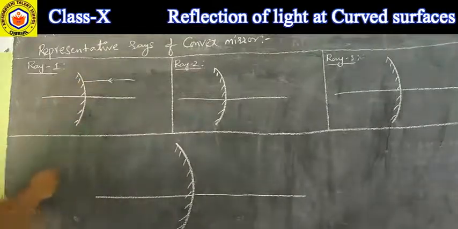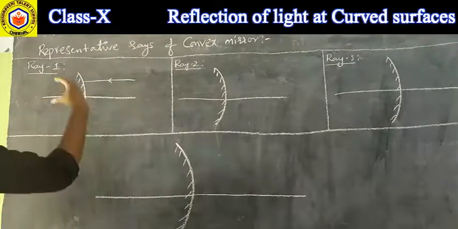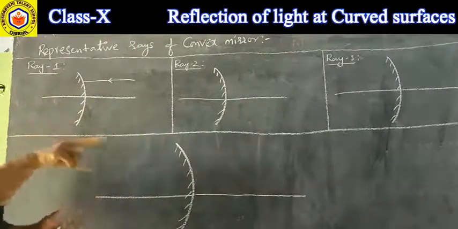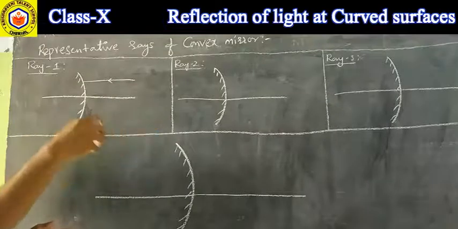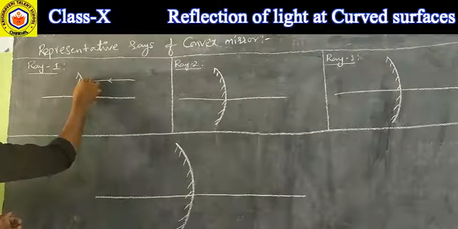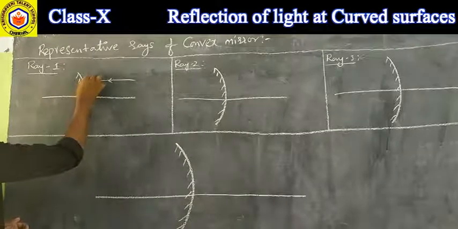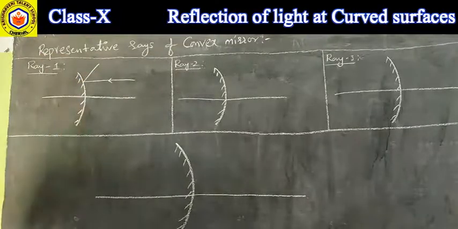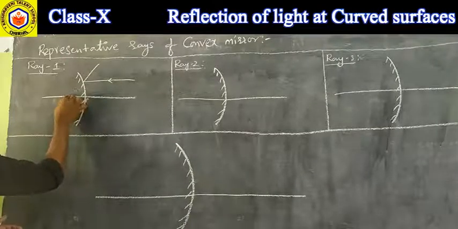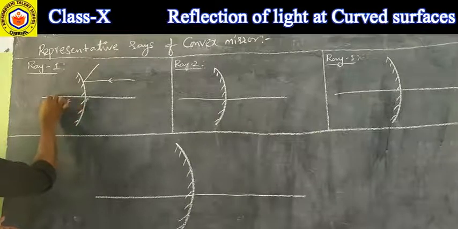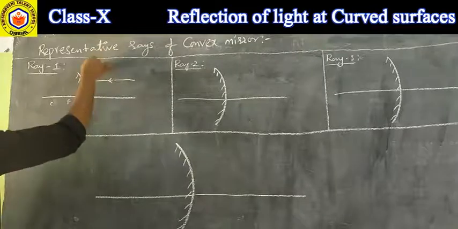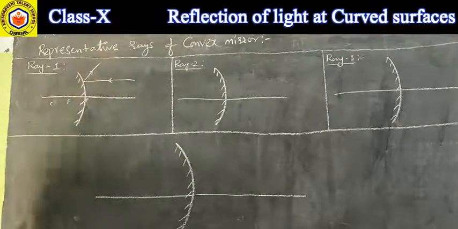And after reflection, as we already know, when the rays get incident on a convex mirror, they diverge. They do not converge, they diverge from the mirror. Here also the ray will be diverged. Here we represent the pole, focus, and center of curvature. Yes, the ray is diverged after reflection.